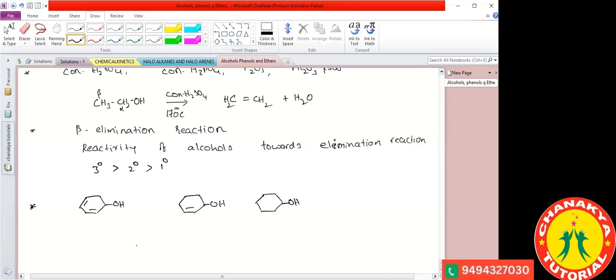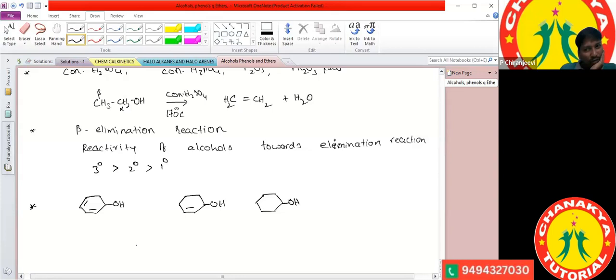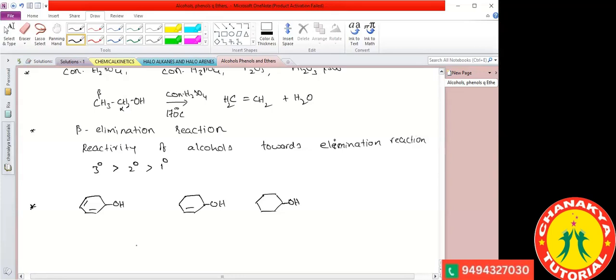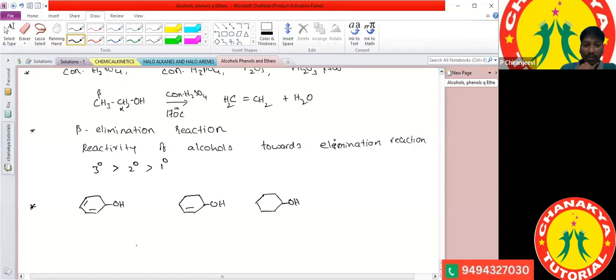I think the third one. Third one or first one? Why so? Because of greater the conjugation, ma'am. Greater the conjugation means electron density decreases on the carbon atom. Now you are telling that tertiary alcohol is more reactive. Is that clear, Samhita? This is the tertiary alcohol, and this one is the secondary alcohol.